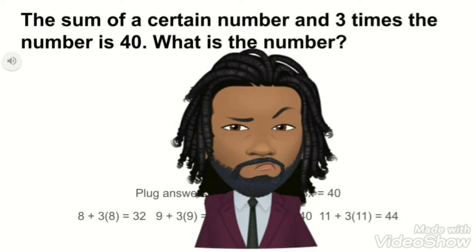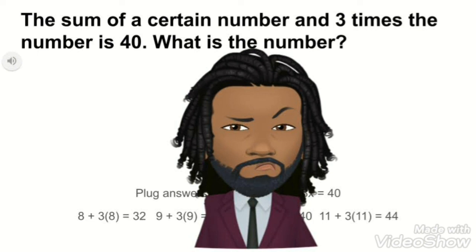Okay, the sum of a certain number, which is x, and 3 times that number, which is 3x, is 40. What is the number? So the sum means we're adding, right? So the sum of x and 3x. So that is x plus 3x, which is an equal sign, 40. x plus 3x equals 40. You see how I got that?